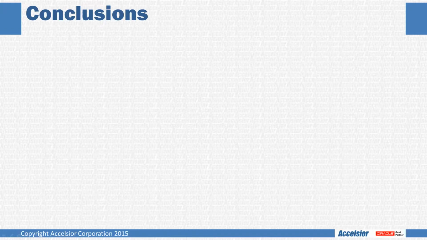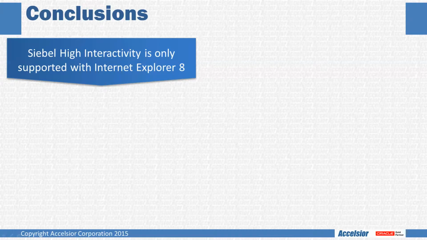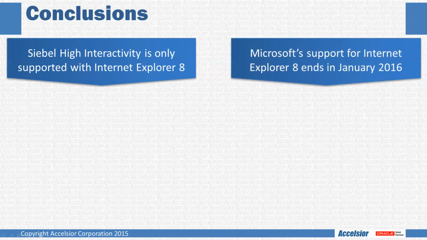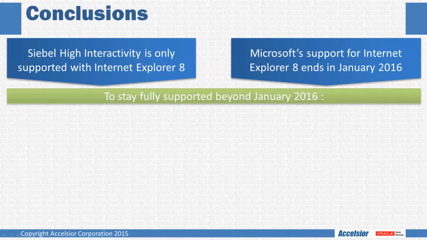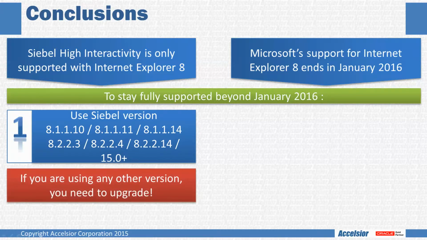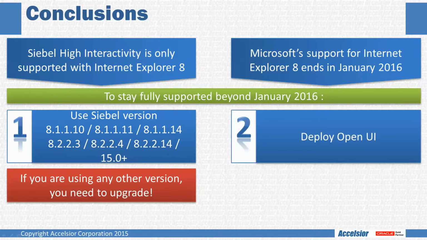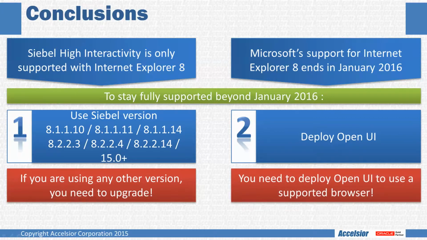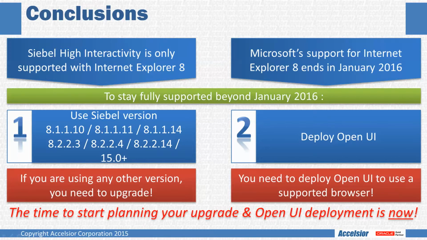Let's conclude this webinar. Siebel Interactivity is only supported with Internet Explorer 8, but Microsoft's support for Internet Explorer 8 ends in January 2016. To stay on a fully supported Siebel platform beyond January 2016, you must use one of the Siebel versions shown on the screen. If you are on any other version, you need to upgrade. Even if you are on one of the versions on the screen, you also need to deploy OpenUI to be able to use a supported browser, such as IE 11 or Google Chrome. As Microsoft ends support for IE 8 in a few months, the time to start planning your upgrade and OpenUI deployment is now.